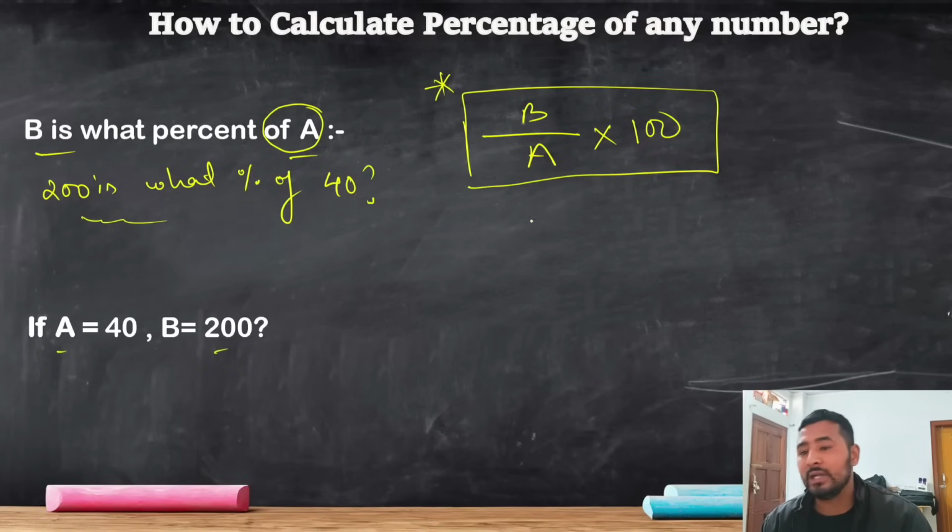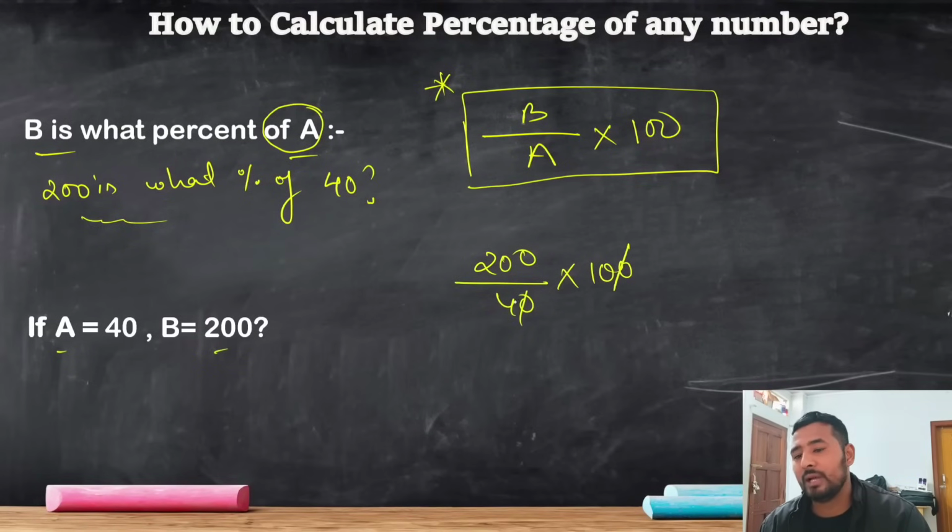Try by yourself. Okay? So B is 200 by A, which is 40, into 100. Let us cancel 0, 0. Then we have 4 ones are 4. 4 into 50 is 200. Multiply this one: 50 into 10 is remaining. How much will you get?